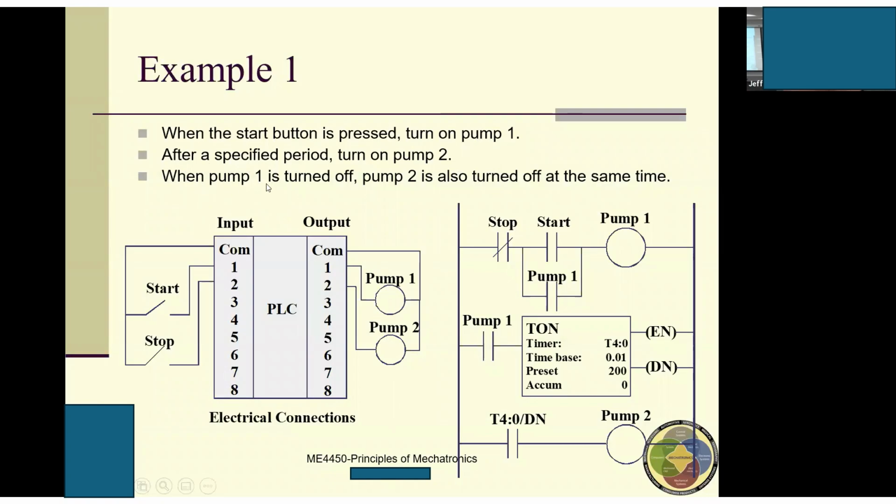So when pump 1 is turned off, if I want to turn off pump 1, pump 2 is also turned off at the same time. So these three statements are given by the customer. And how can we write a program for our customer to satisfy the customer's needs? You need to follow these instructions carefully. Okay? Otherwise, the customer will not pay us.